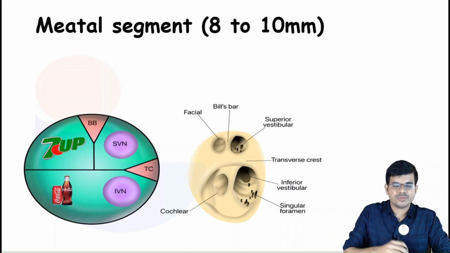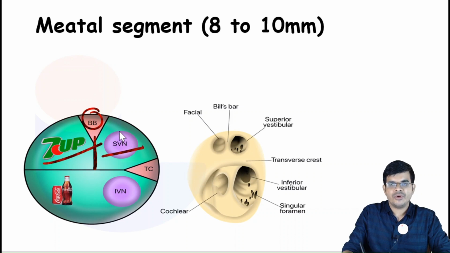Now how is it seen in the internal auditory meatus? You are familiar with this picture, right? You have the Bill's bar here, which is the vertical crest that separates the facial nerve from the superior vestibular nerve. Okay, what have we learned? 7 up and Coca-Cola down. That means the facial nerve is seen superiorly and the cochlear nerve is seen below.